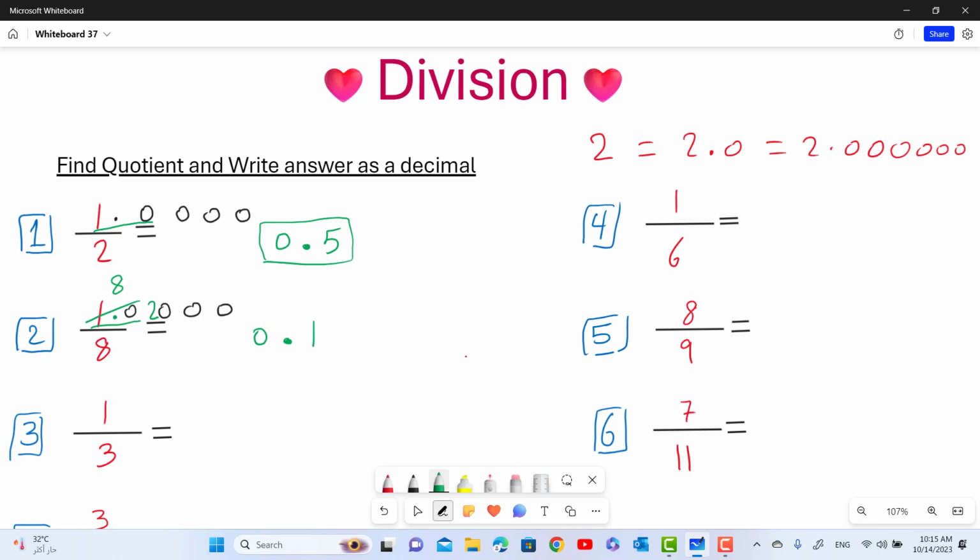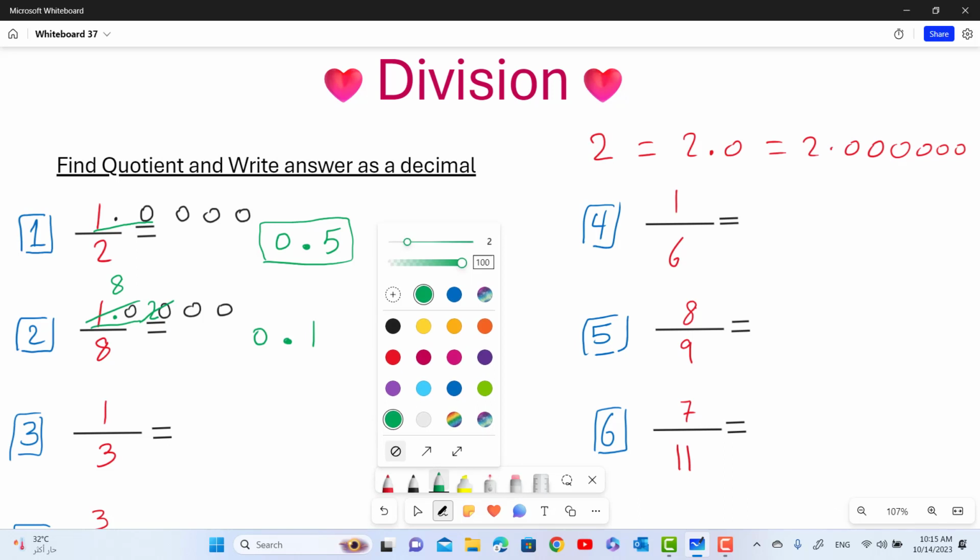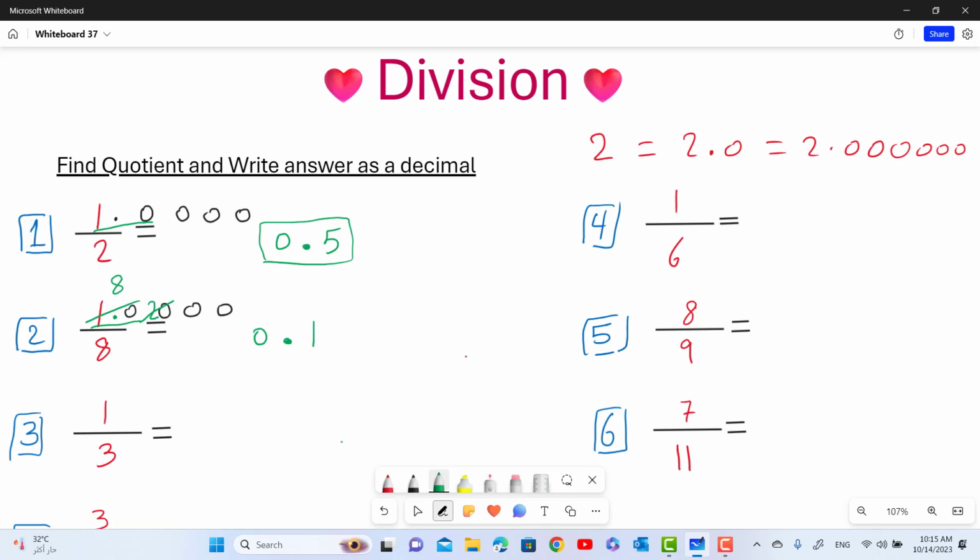20 divided by 8, we can't. Which number is less? It is 16. So 2 times 8 is 16. 3 times 8 is 24. 24, no. 16, it's okay. How many are left? 4. 16 divided by 8 is 2. 40 divided by 8 is 5. 0 divided by 8, I don't need it. It's finished, because any zeros here don't make any change. Okay, then the answer is 0.125.